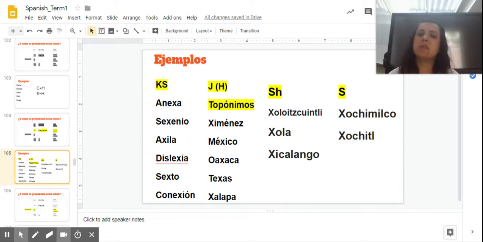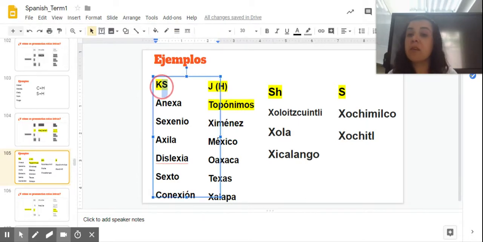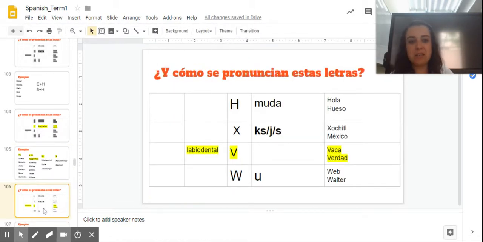So this is very important in Mexico. I'm not quite certain about other countries, but it's important that you understand where the pronunciation and the difference come from. Most of the words that you are going to find and use will have this pronunciation, the KS: anexa, sexenio, axila, dislexia, sexto, conexión, and all of those words, okay? So now let's go with the next one.